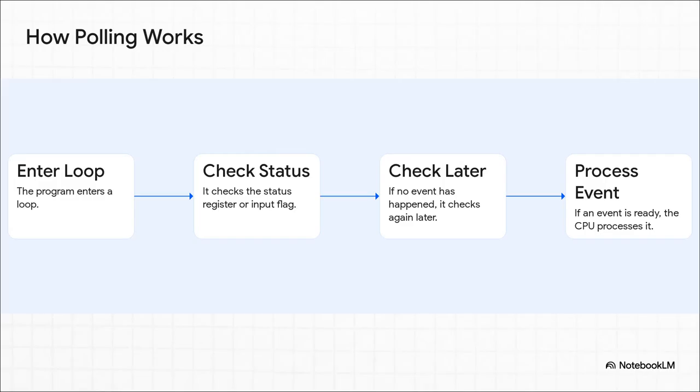So how does polling actually work under the hood? It follows a very predictable, super simple step-by-step loop. The program enters the loop, it checks a status register or an input flag, and if nothing has happened, it just shrugs and says, "Okay, I'll check again later." If an event is ready, the CPU processes it. It's straightforward, it's really simple to implement, and it gives the programmer total control over the timing.